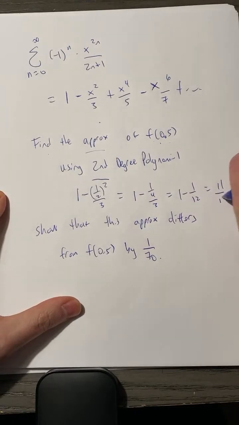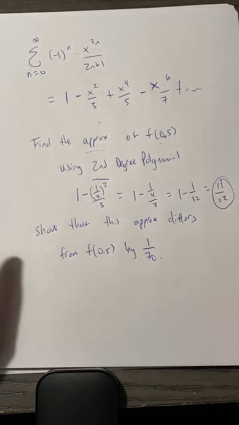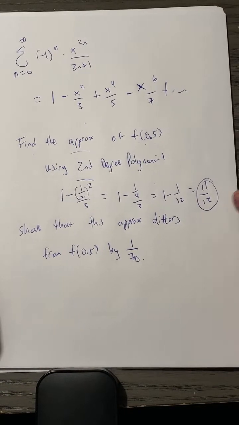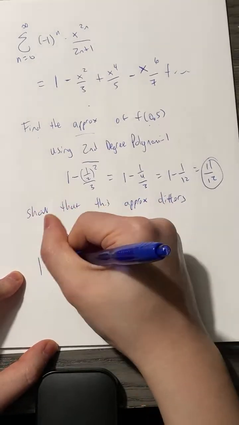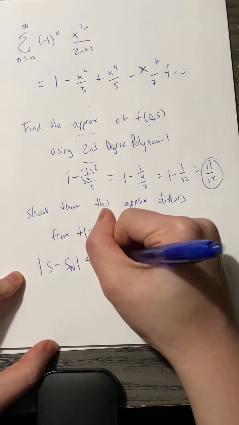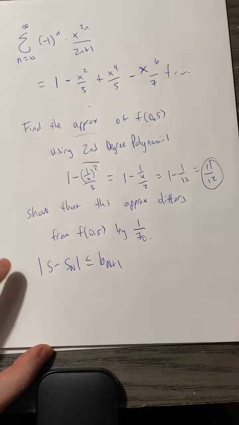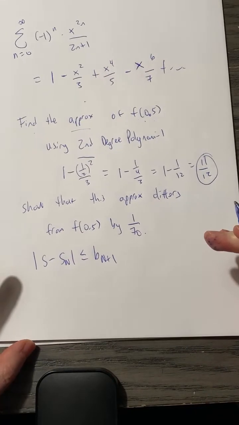And you get 11/12. So again, this would be the answer to the previous subpart. And now we're going to do the actual error bound part. So the error bound formula is S minus Sn is less than Bn plus 1. So let's talk about what this means in the context of this question.